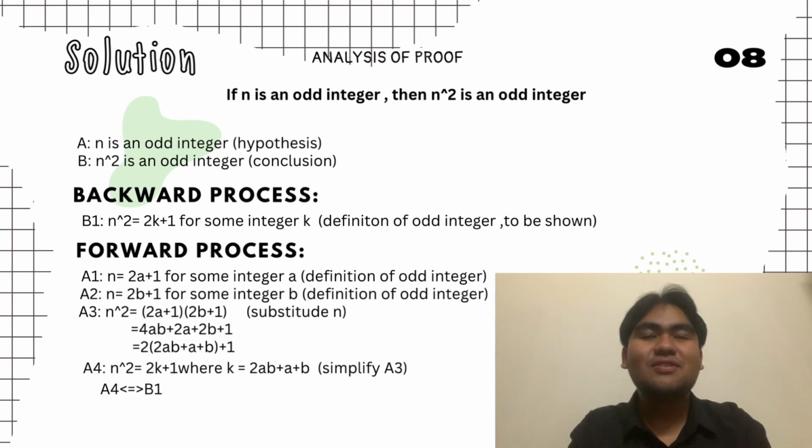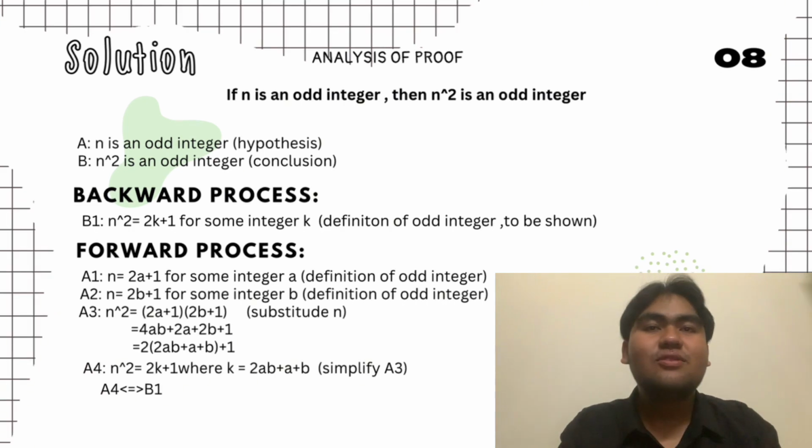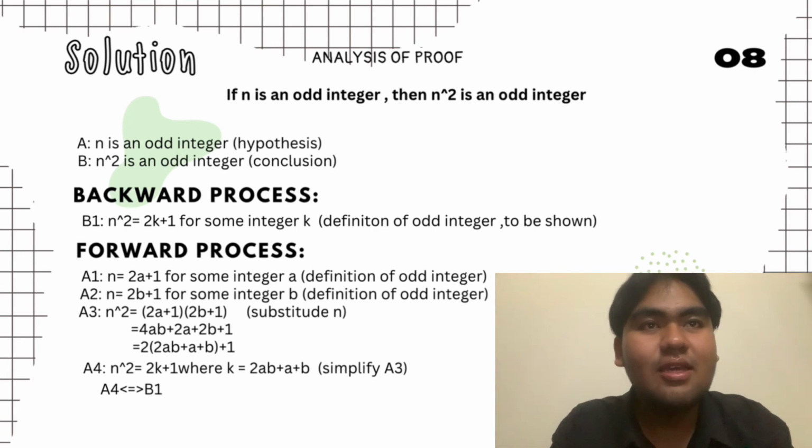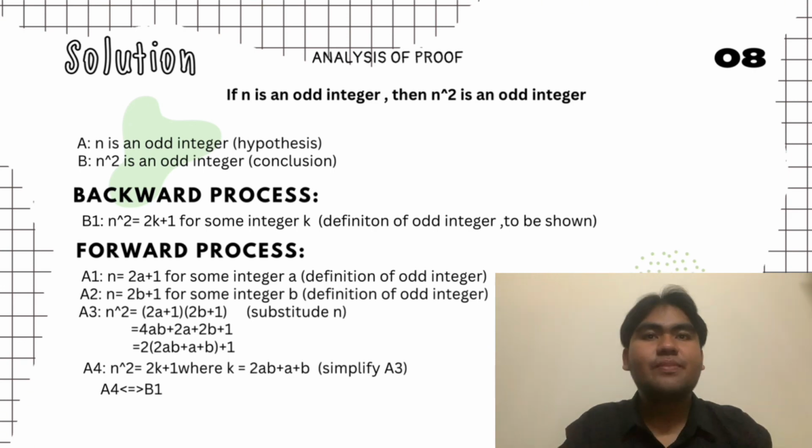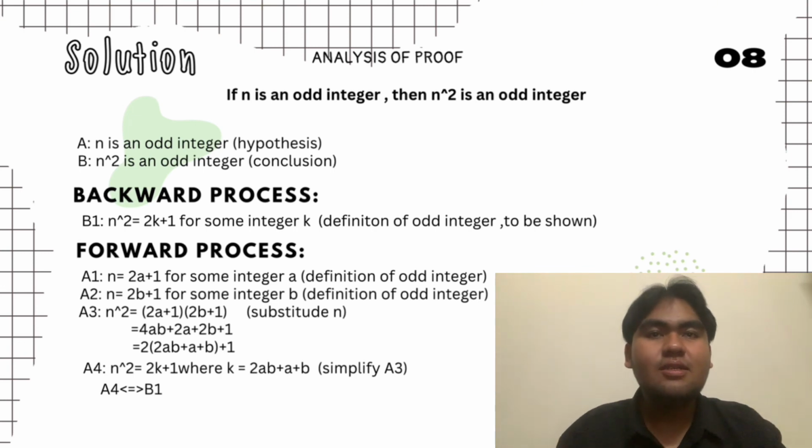Solution: analysis of proof. The first step is to identify the statement. n is an odd integer is statement A, and n squared is an odd integer is statement B. So we write statements A and B. n is an odd integer is the hypothesis A, and n squared is an odd integer is the conclusion B.